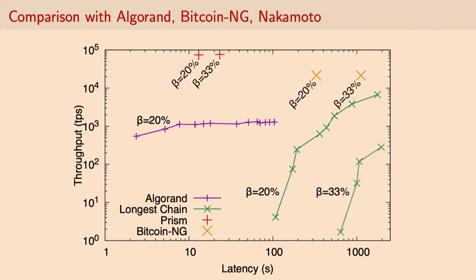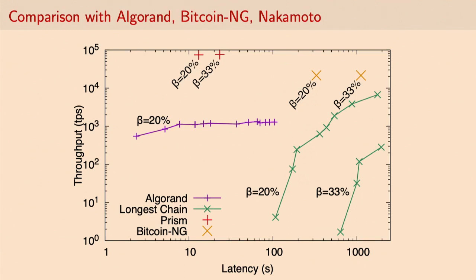Then we evaluated the protocols in different security settings. For example, we increased the security to 33%. We found that we only pay a little price in confirmation latency for Prism. And we don't lose any throughput, because in Prism, we decouple throughput from security.